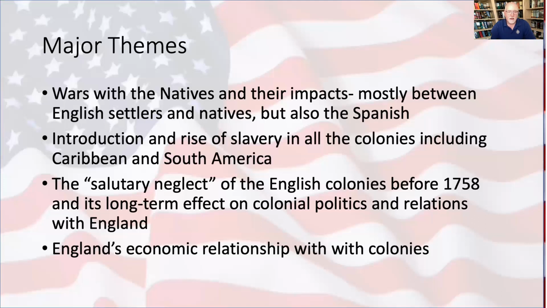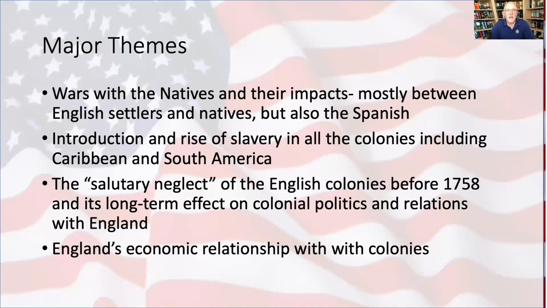Most of the colonies also, once they were fairly well established, particularly the English colonies, entered a period of what is called salutary neglect. What this essentially meant was the colonists governed themselves. They had their own legislatures that passed their own laws. Nearly all the colonies had colonial governors and other government officials sent by England. But for the most part, as long as trade was conducted, because as always, it's all about the money, the English, for the most part, left the colonists to their own devices.